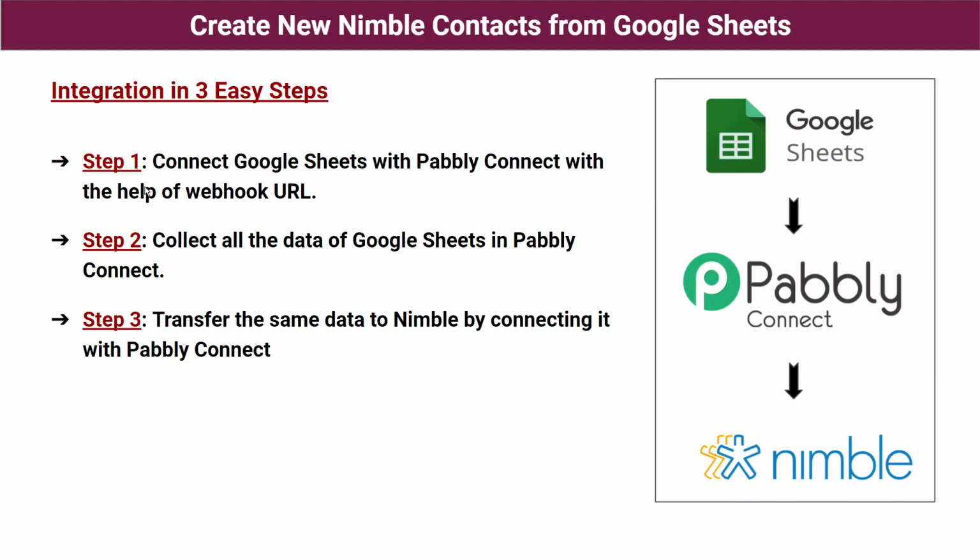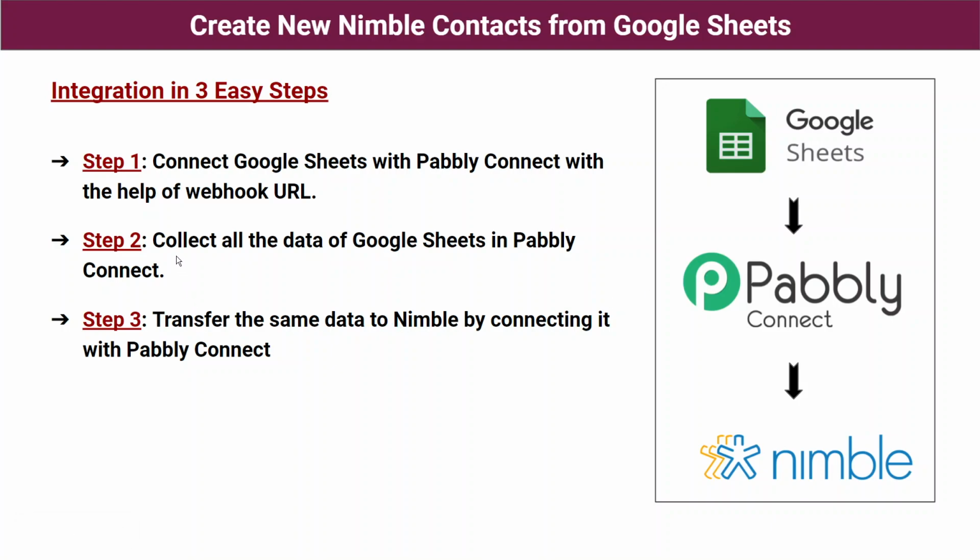So step 1 is connect Google Sheets with Pabbly Connect with the help of webhook URL. This means first we have to log in to Pabbly Connect, then we have to connect our Google Sheets with Pabbly Connect. How? With the help of webhook URL. Webhook URL is basically an address which will be provided by Pabbly Connect and we have to paste the same URL into Google Sheets. And after that, Google Sheets will be connected to Pabbly Connect.